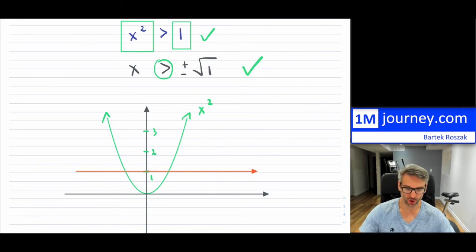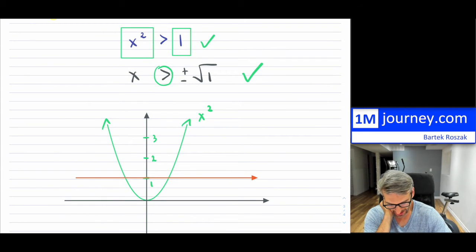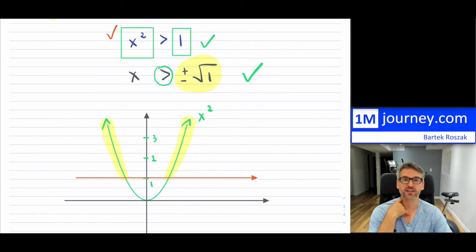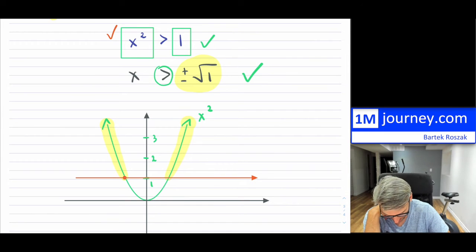And now notice, if you think about this, x squared is supposed to be bigger than 1. Where is x squared bigger than that 1? Well, right here it's bigger, and right here it's bigger. So from our answer, we can see the intersecting point, where x squared equals 1. These points right here we could have found. So this would have been at 1 and at -1.